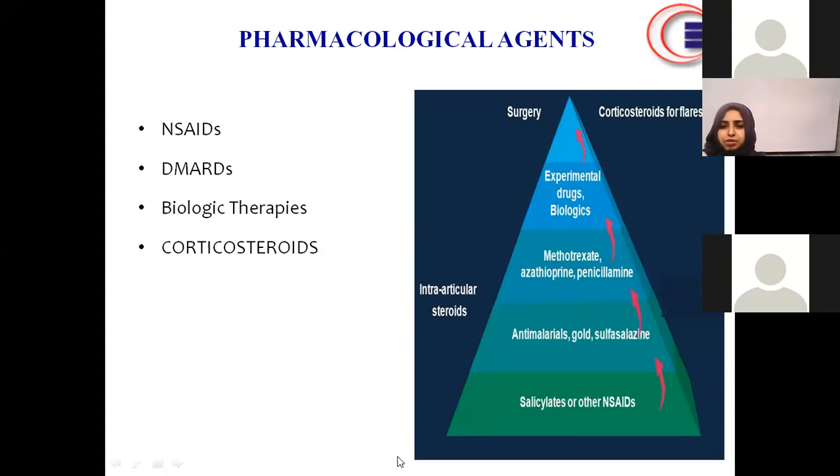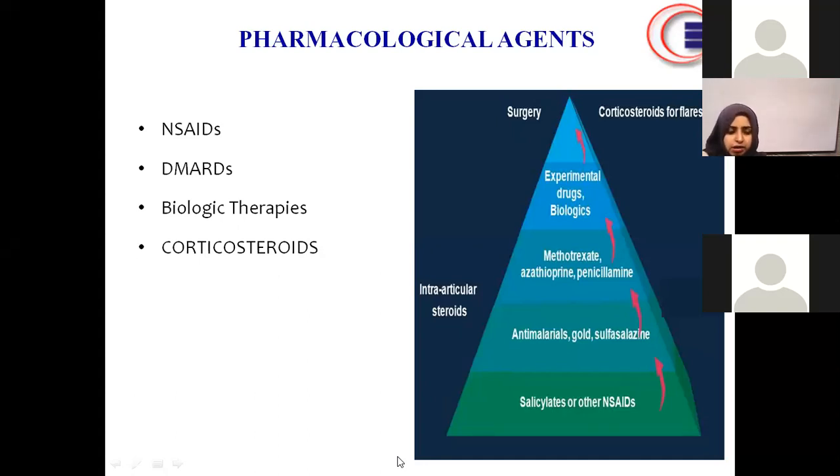inflammatory processes. So COX2 is related to the inflammatory process, and COX1 is responsible for all the physiological processes that are going on.